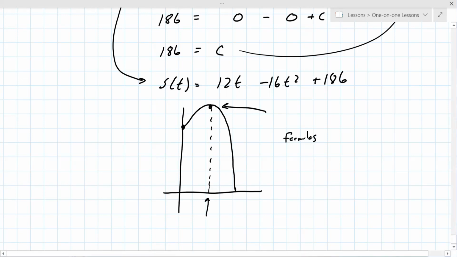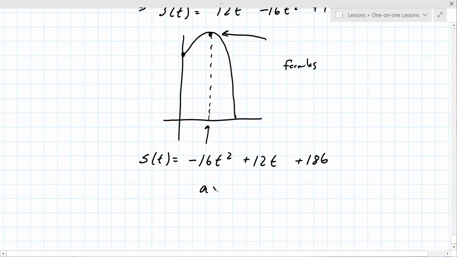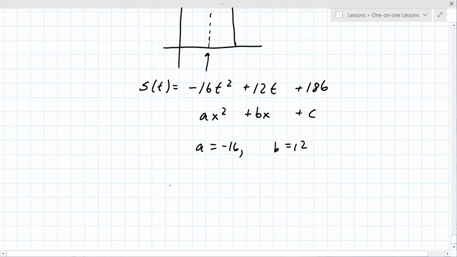If you went back to your pre-calculus class, your college algebra class, this is a quadratic. Your quadratic is S of t equals, I'm just going to rewrite it, minus 16t squared plus 12t plus 186. This is in the form ax squared plus bx plus c. A equals minus 16, b equals 12, and the place where it reaches its max is minus b over 2a. So that's minus 12 over 2 times minus 16. And we can see that ends up being 0.375.